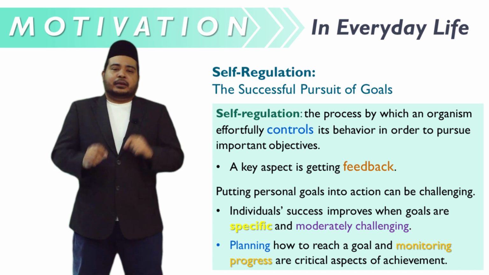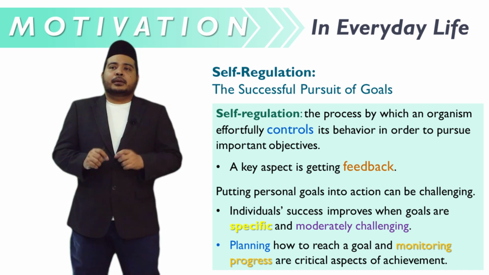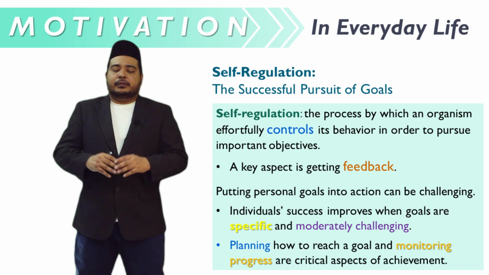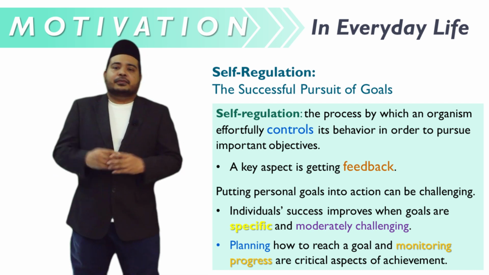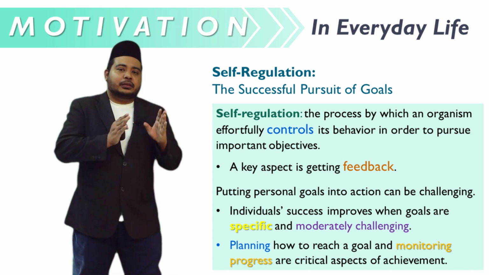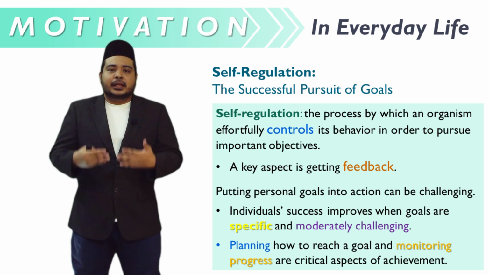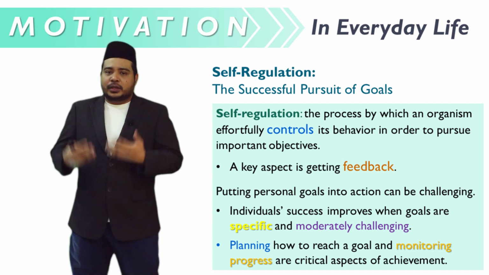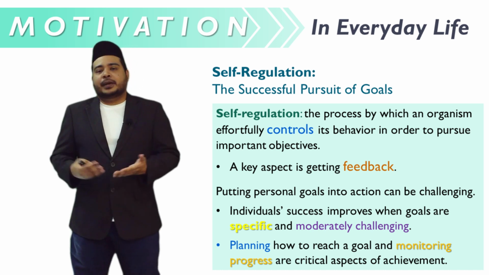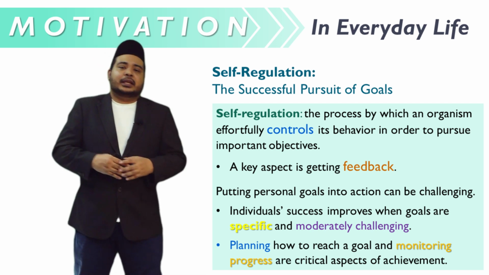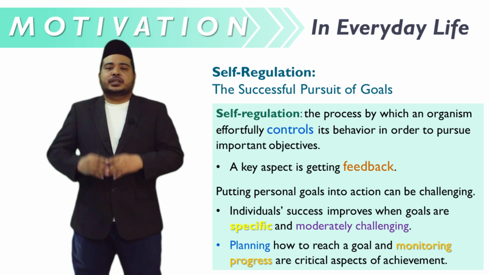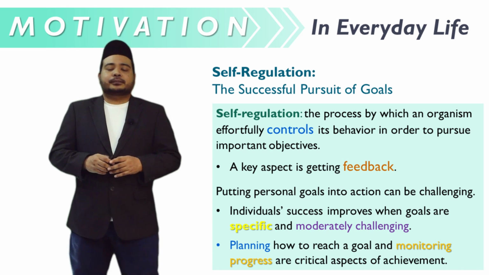One key aspect of self-regulation is to be able to receive and get feedback. Feedback from our surroundings, from significant others, from parents, from teachers, from friends. Feedback serves as important information for us to regulate our motivation. Why do we need to regulate? Because we want to achieve our goals. If we don't have feedback, we do not know what we are doing. How can we improve? How can we adapt and change the strategies and actions to achieve our goals?